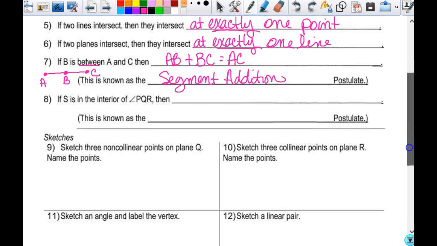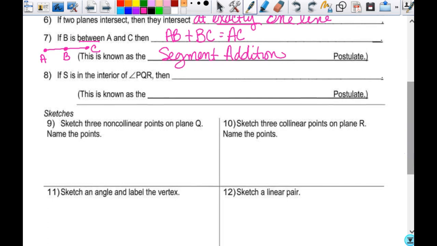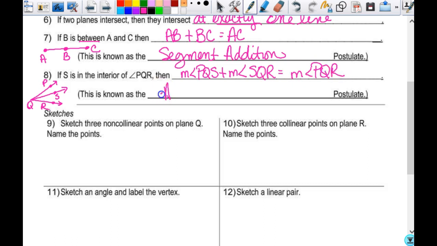Right, and then if S is in the interior of angle PQR, so here's the angle PQR, S is on the interior here somewhere. Then the measure of angle PQS plus the measure of angle SQR has to equal the measure of angle PQR. And this is the angle addition postulate.